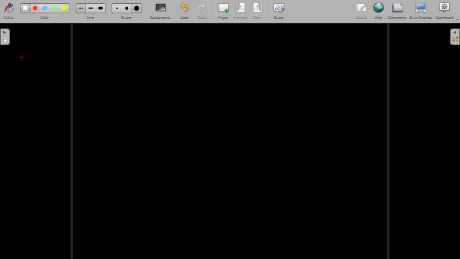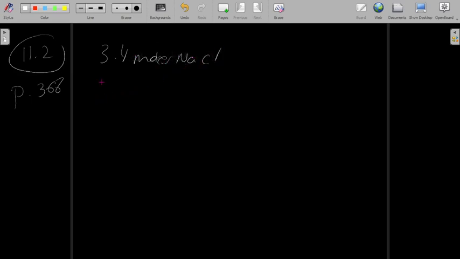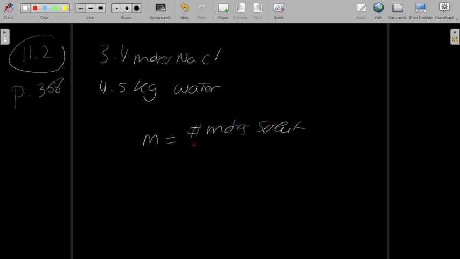Okay, so we're doing example 11.2, and that's on page 368. So a chemist mixes 3.4 moles of sodium chloride with 4.5 kilograms of water. They're mixed, so you're creating a solution. What is the molality? Remember what molality was. Molality is the number of moles of the solute divided by the number of kilograms of the solvent.